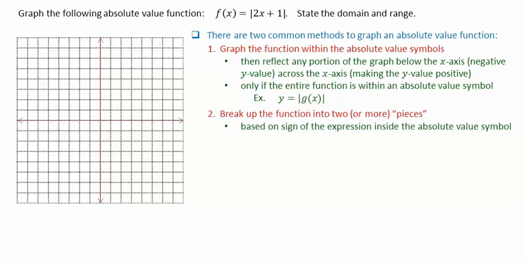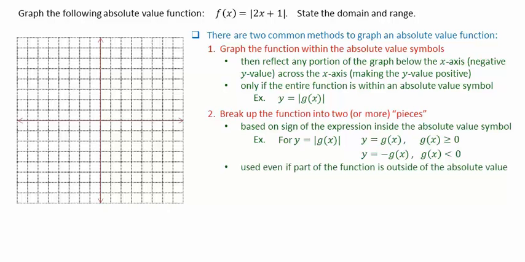The pieces that we break it up into are based on the sign of the expression inside the absolute value symbol. As an example, for y = |g(x)|, we would plot y = g(x) for any x values where g(x) is greater than or equal to 0. We would plot y = -g(x) for any x values where g(x) is less than 0, or negative.